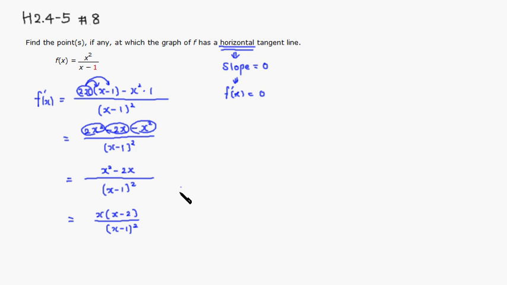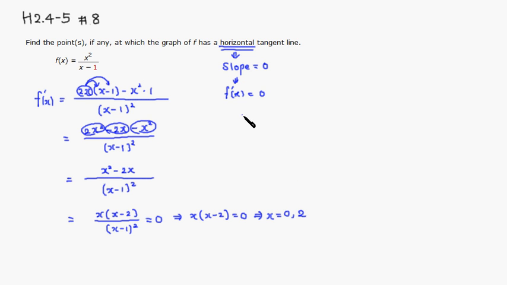Right? So we set this equal to 0. But in order to make a fraction 0, we just have to make sure that the numerator is 0. So this will give you x times x minus 2 equals 0, which gives you either x equals 0 or x equals 2. So we have 2 points, so we have to come up with a y value.